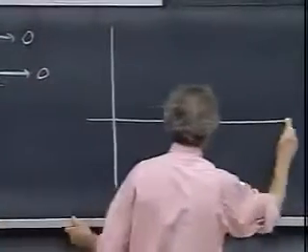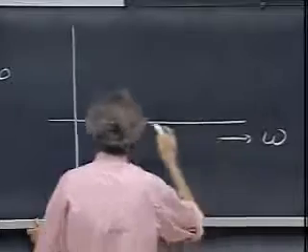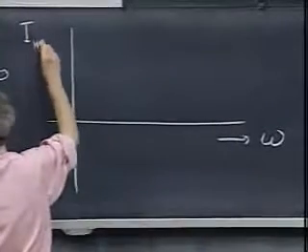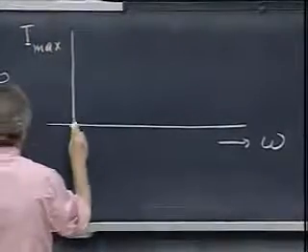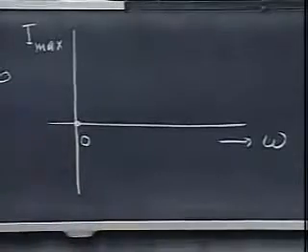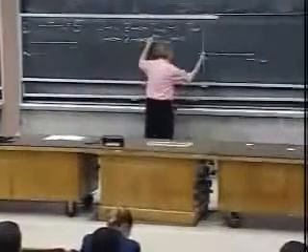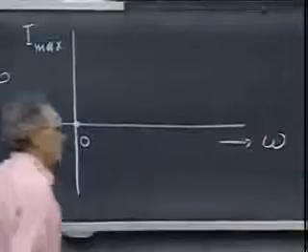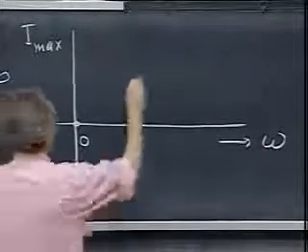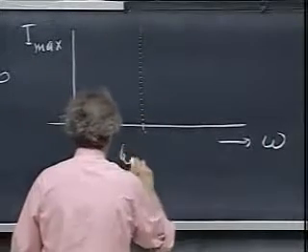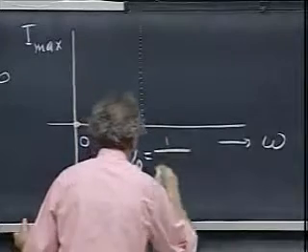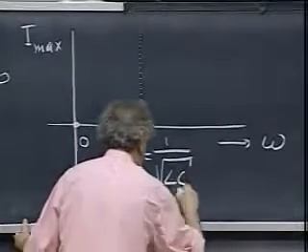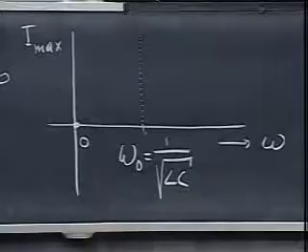So here is omega, and here is Imax. And we already agreed that when omega is 0, then Imax is 0. But when omega is very high, it's also 0. But when omega is at resonance, omega 0, which is 1 over the square root of LC, notice that R has nothing to do with the resonance frequency.